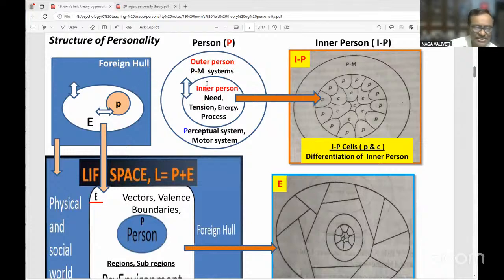Right? There is a combined inner person, and by seeing the outer world, a perception is created. Inner processes are being created, and to achieve it, motor system activities take place here. This is the inner person and outer person. The inner person is having a need, tension, energy, and process. The outer person has only two independent systems. This P is called the perceptual system, understanding what is the need, what is the tension, what is the energy, what is the process.